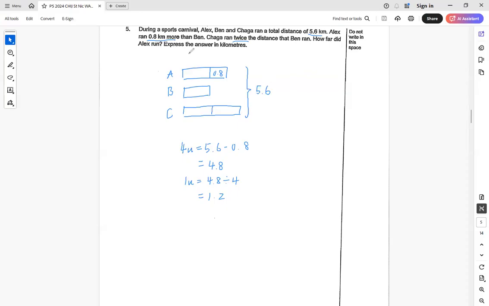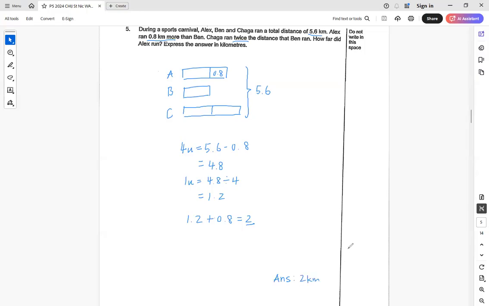And then always go back to the question to see what the question is asking for. How far did Alex run? So Alex ran 1 unit here and a 0.8. So to find Alex, just take the 1 unit, which is 1.2 plus the 0.8. That will give us our answer 2. Okay, so the answer, this one, right, is all in kms already. I did not change and convert the units to meters or cm. So this 2 is already in km. So our final answer for question 5 will just be 2 km.